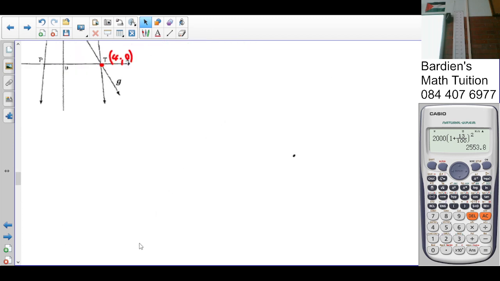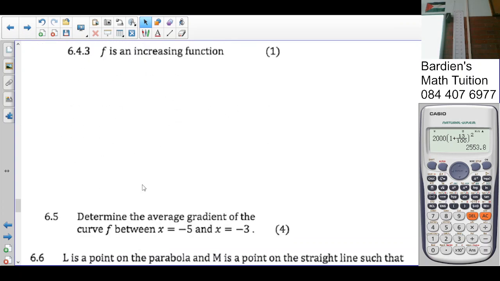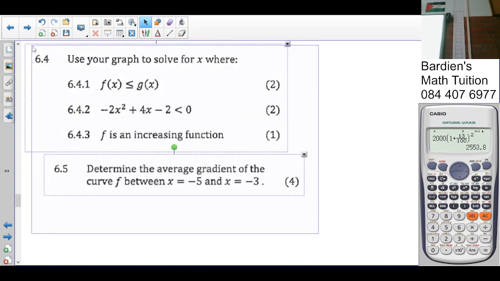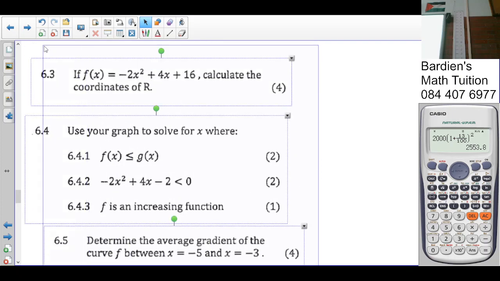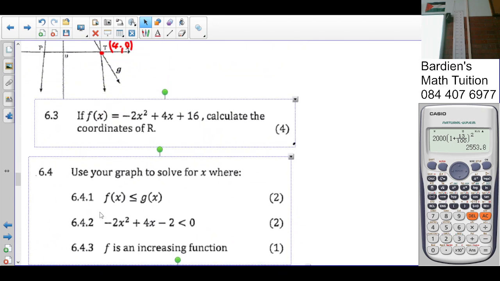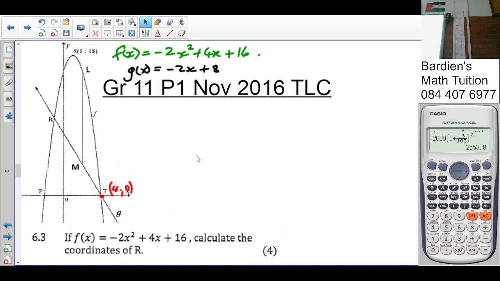So let's look at the next question. The next question says 6.3, 6.4, 6.5. Let's pull this up. In 6.3 we are told if f of x equals negative 2x squared plus 4x plus 16, which now confirms we are correct.